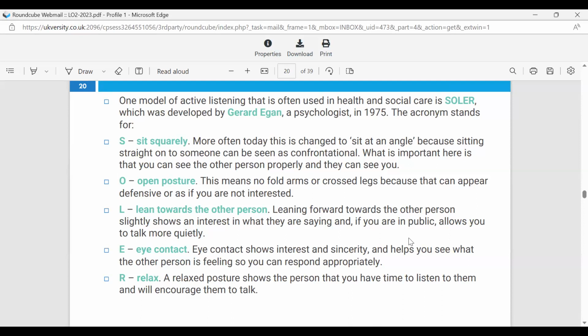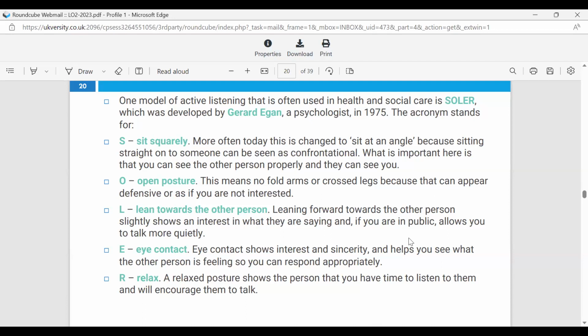The O in SOLAR is open posture. So this means no folded arms or crossed legs, because that can appear defensive or as if you're not interested. The L is lean towards the other person. Leaning forward slightly shows an interest in what they are saying. If you are in public, it allows you to talk more quietly. E is for eye contact, which conveys interest and sincerity and helps you see what the other person is feeling so that you can respond appropriately.